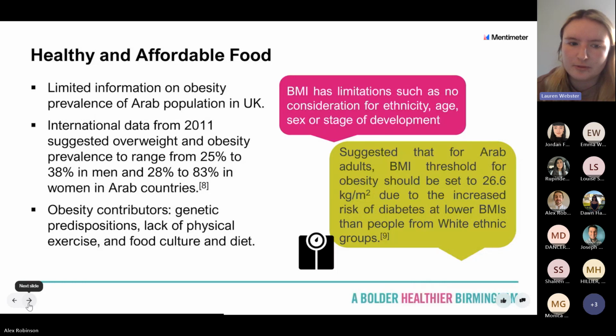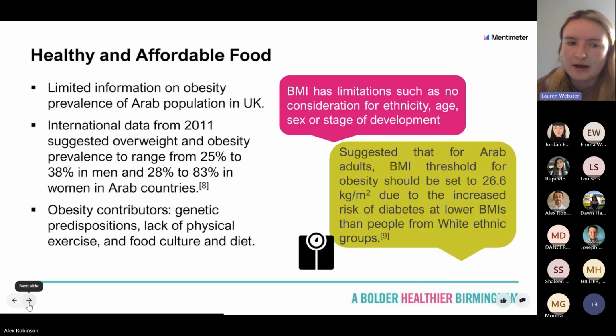So, healthy and affordable food. There's limited information on obesity prevalence of the Arab population in the UK. International data from 2011 suggested overweight and obesity prevalence to range from 25% to 38% in men and 28% to 83% in women in Arab countries, with contributors to obesity being genetic predispositions, lack of physical exercise, and food culture and diet.